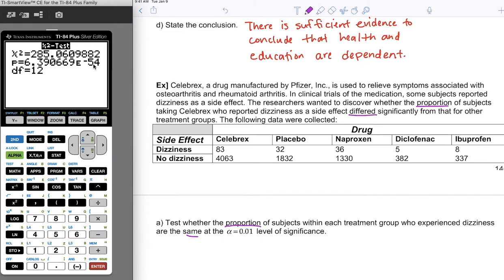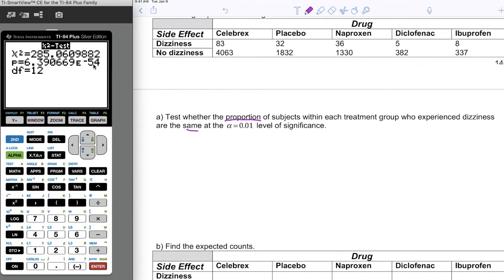Because we're seeing the word proportion appear, we're going to treat this one as the test for the homogeneity of proportions. It is similar to the test for independence. The only real difference is the way you write your hypotheses. When we write our hypotheses, we're looking at 1, 2, 3, 4, 5 different populations. So we're testing the equality of 5 different population proportions.